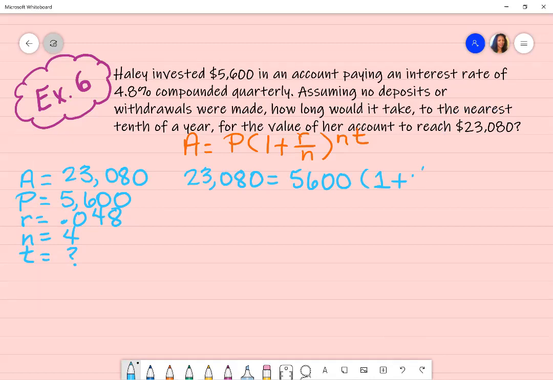So 0.048 divided by N, which is 4. Take that same N and multiply times the time, which we don't know. That's what we're trying to find. So you don't have to put it in parentheses. Okay, 4T. Now, what we want to do is get rid of what is in front of this part. That means you're going to divide both sides by 5,600.